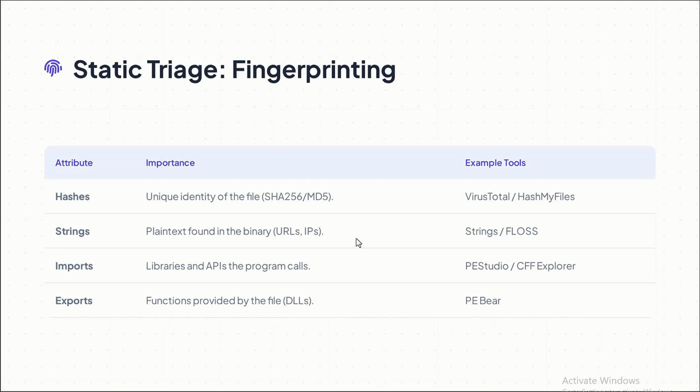And for exports, they are functions provided by the DLL file, dynamic link libraries. A good tool is PE Bear. You can also use CFF Explorer and PE Studio.